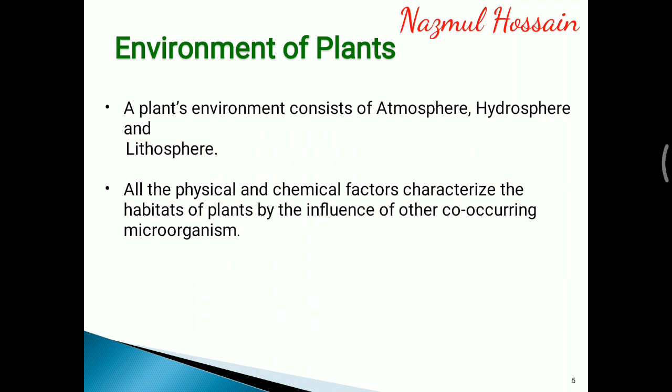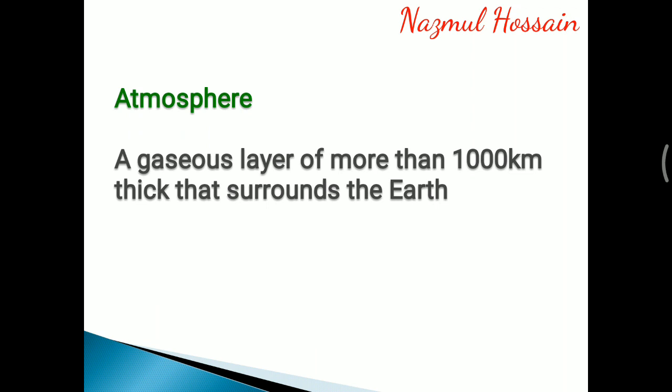Environment of plants. A plant's environment consists of atmosphere, hydrosphere, and lithosphere. All the physical and chemical factors characterize the habitats of plants, under the influence of other co-occurring microorganisms. Atmosphere: a gaseous layer of more than 1000 kilometers thick that surrounds the earth.